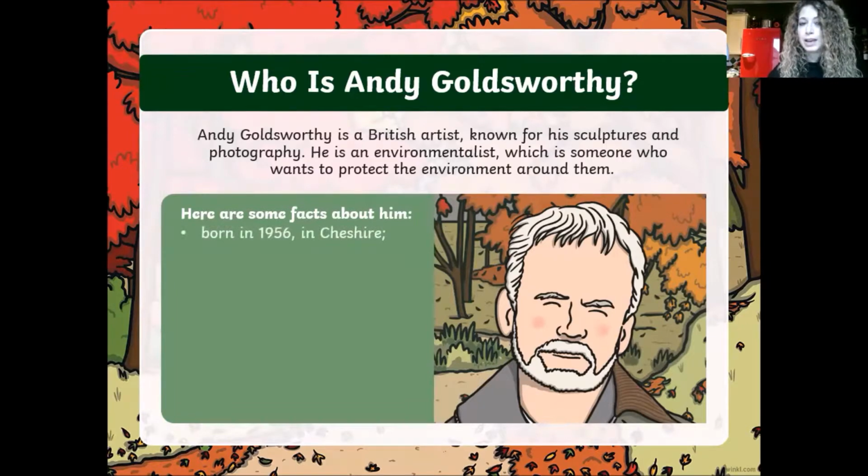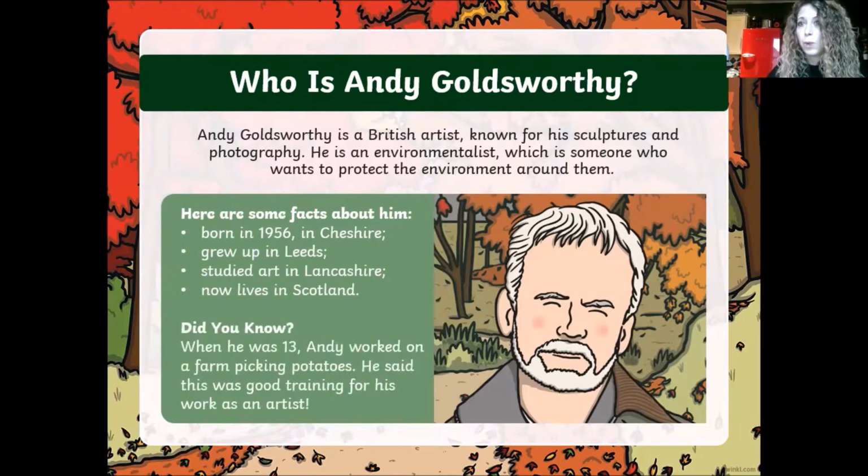Here are some facts about him. He was born in 1956 in Cheshire. That's where we live. He grew up in Leeds. He studied art in a place called Lancashire, and now he lives in Scotland.